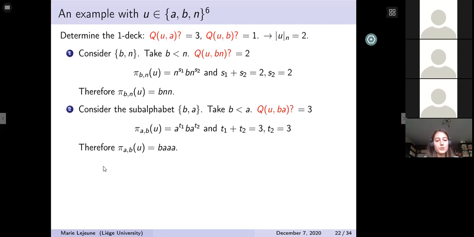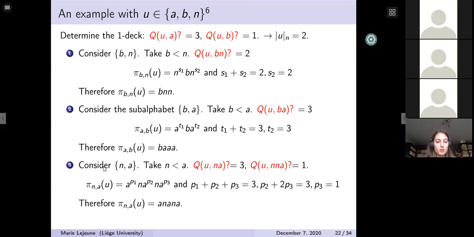I do the same for the subalphabet BA. Once again, I have fewer B's than A's. So I'm writing my projection like that. I'm asking for the number of BA's. I'm determining my two equations. And I have the answer. I know that the projection over the alphabet AB is BAAA.